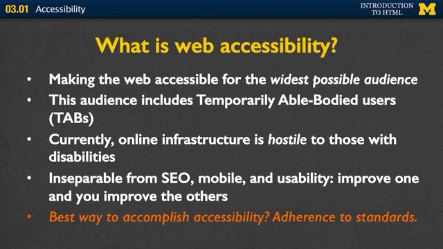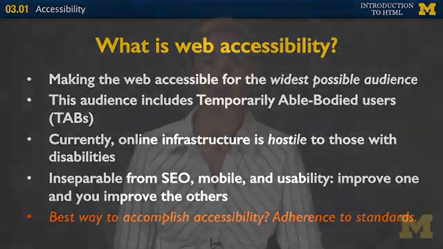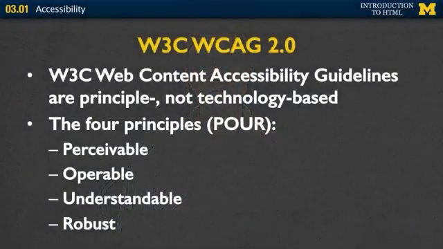So what's the best way to accomplish accessibility? It's adherence to standards. As you start now, you're at the very beginning of your web career. It's the perfect time for you to learn the best possible tags and the best possible ways to make your page accessible. These standards are going to come from the W3C Web Content Accessibility Guidelines. These are called WCAG. And these guidelines are principle-based, not technology-based.